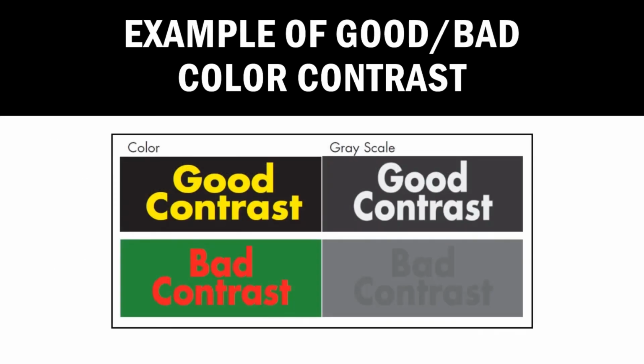Here we have examples of good and bad color contrast. In the first box in the upper left, you will see we have a black background with yellow text. This is really good contrast. Below that, however, we have a green background with red text. This is a bad example of contrast. Going back up to the right, we have a dark gray background with white text. This is good contrast. And below that, we have a light gray background with dark gray text. And this is another example of a bad contrast.